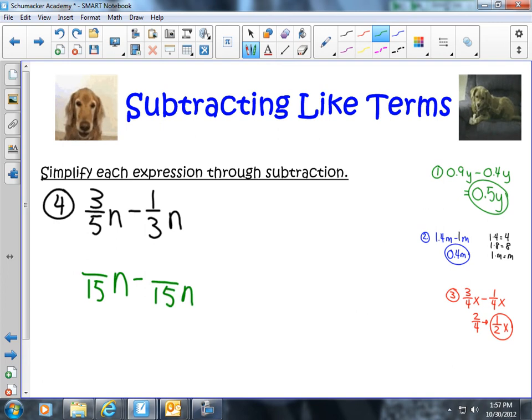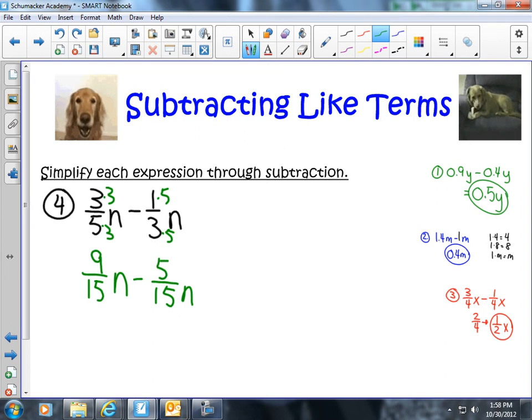Now, I have to multiply 5 by 3 to get 15. Therefore, I'm going to multiply 3 by 3. That way, our fractions are equivalent. So 3 times 3 is 9, and then 3 times 5 gets me 15. Therefore, I'm going to multiply 1 times 5, and that gets me 5/15.